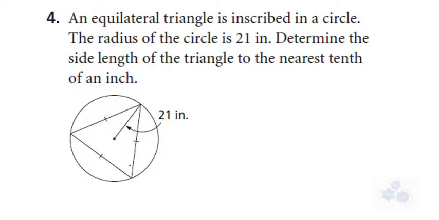Okay, so in this question, you have an equilateral triangle that's inscribed in a circle. Inscribed means it kind of touches the edge of the circle inside. It's equilateral, so all the sides are the same. The radius of the circle is 21, so that's the distance from the middle of the circle to the edge.